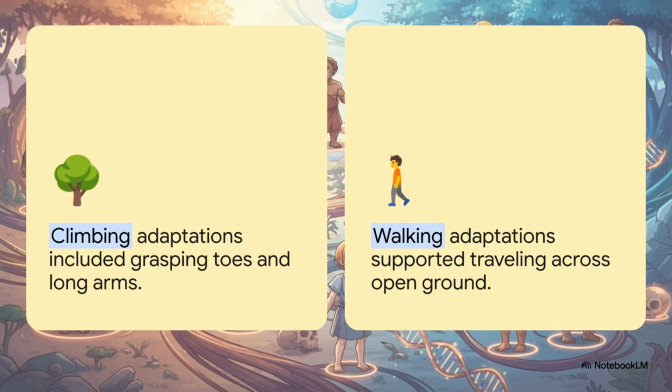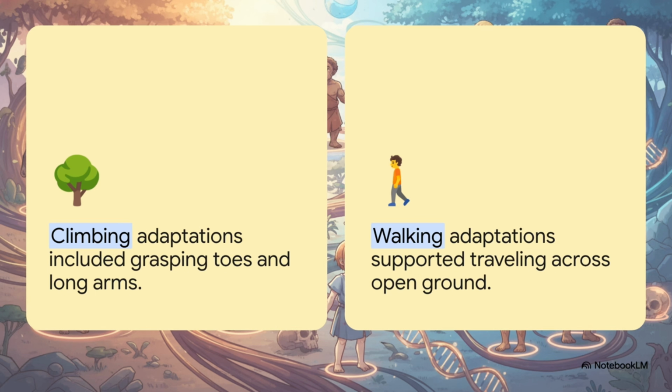It's never an overnight change. Both Ardipithecus and Australopithecus were in this perfectly balanced transitional phase. Check out their climbing adaptations. Ardipithecus still had grasping toes, perfect for moving safely through the trees, and Australopithecus kept those long arms for quick escapes from predators. But at the exact same time, look at their walking adaptations.